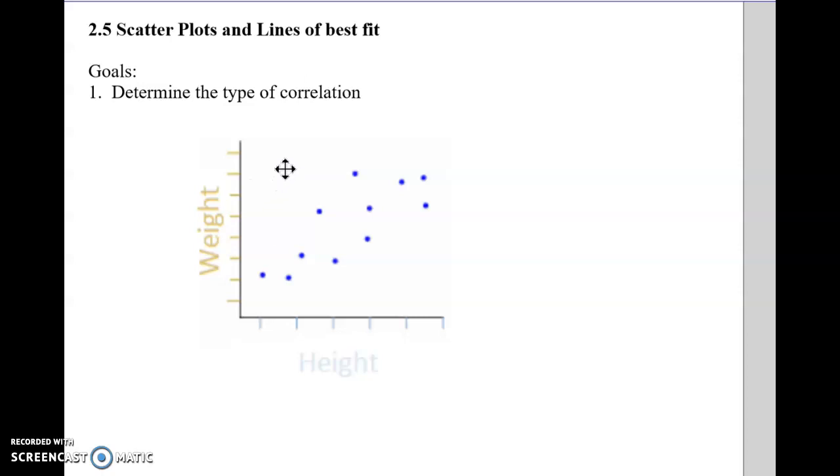All right, hello and welcome to section 2.5, scatter plots line of best fit. Again, I'm hoping this is a review from much of Algebra 1.